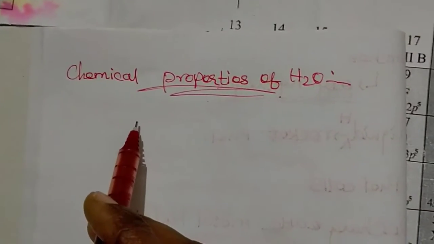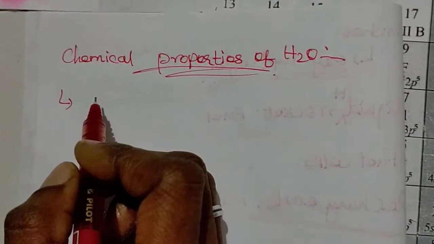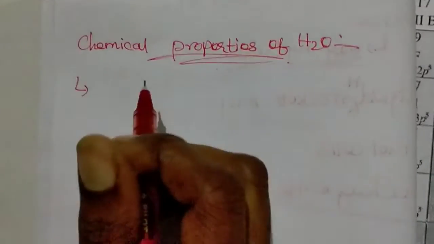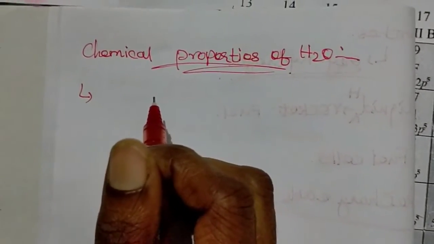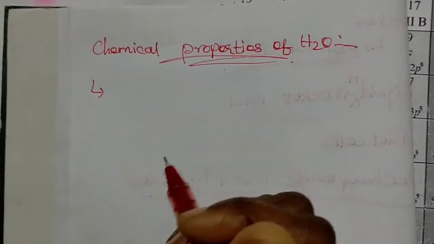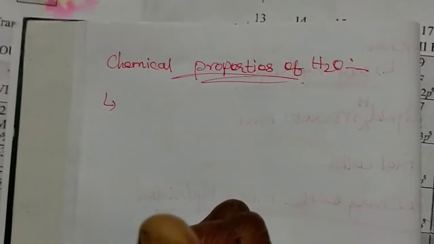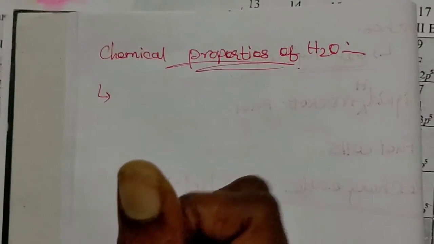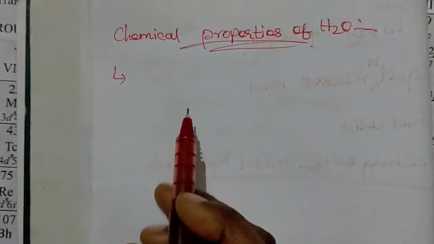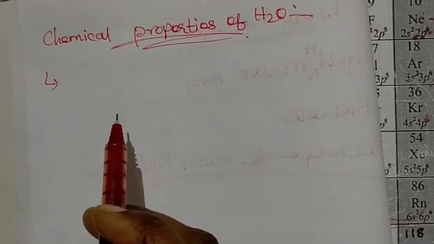Next, chemical properties of water. Water can react with metals, non-metals and also other compounds, but in different ways. Most reactive metals like alkali metals, what are the alkali metals? Lithium, sodium, potassium, rubidium and cesium. These are the alkali metals. They react with water, and the alkali metals decompose the water.